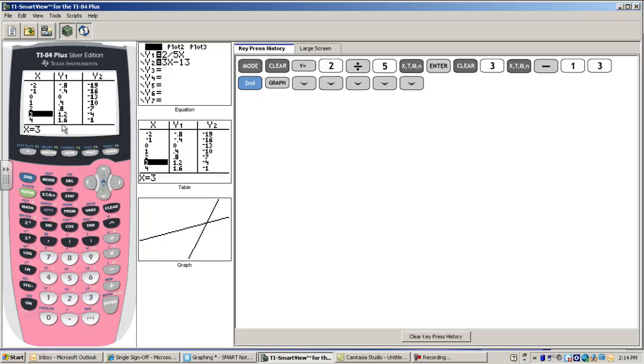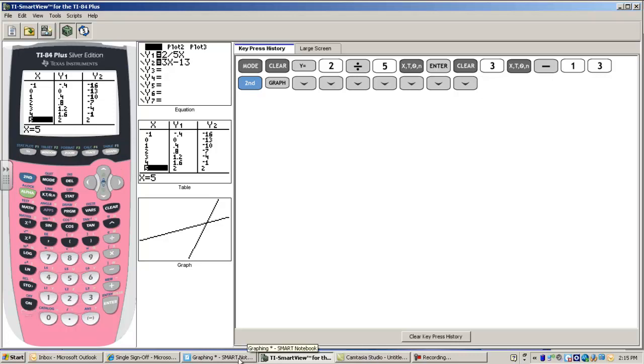If you look at 4, y1 and y2 also aren't the same. But when you go to 5, if you look at 5, y1 is 2 and y2 is 2. That means that the ordered pair 5, 2 is going to be my solution because these two are the same.